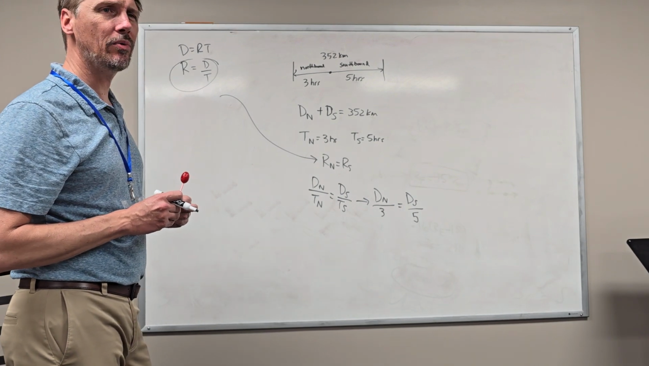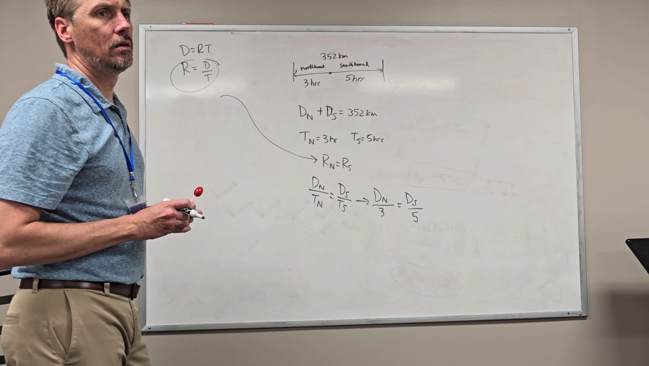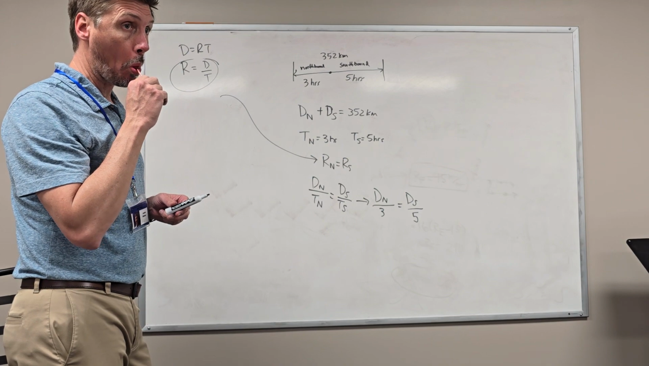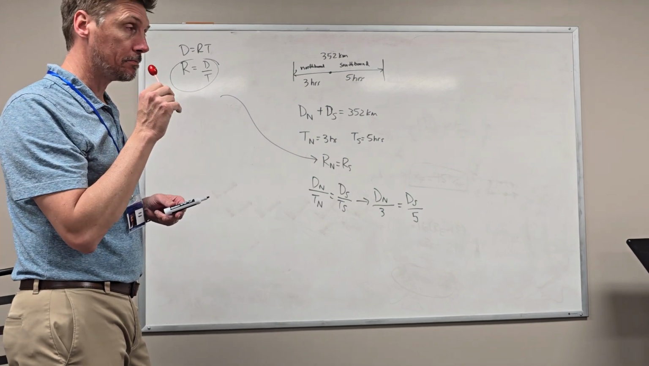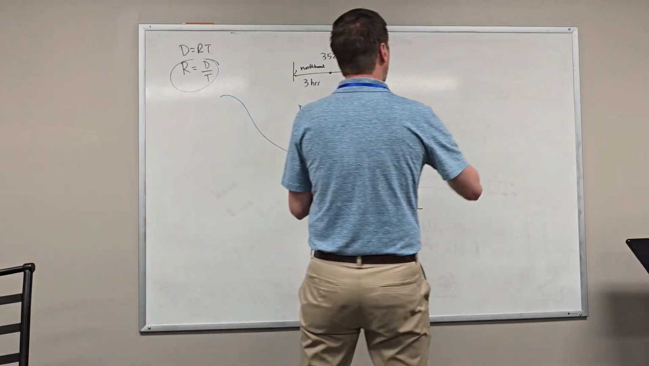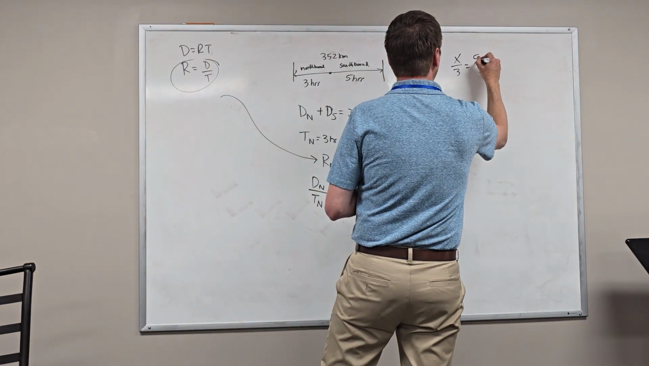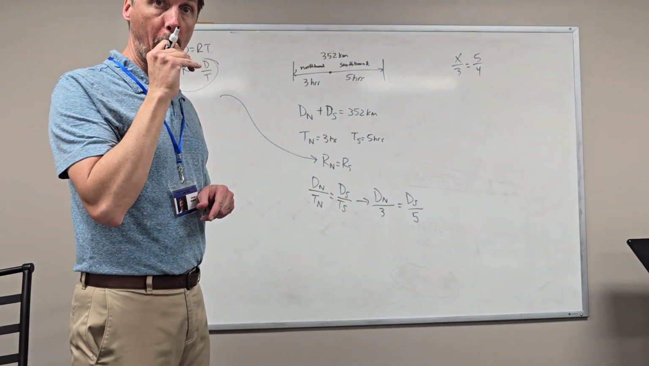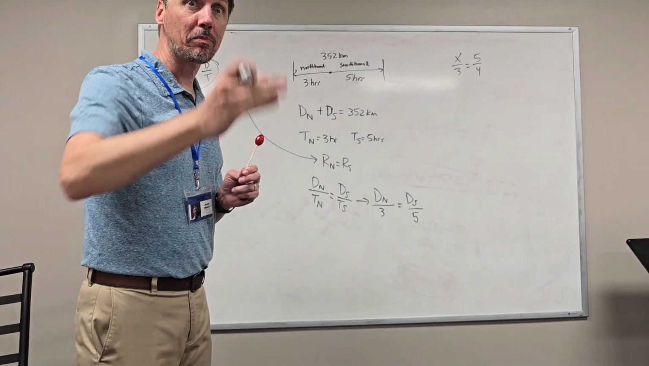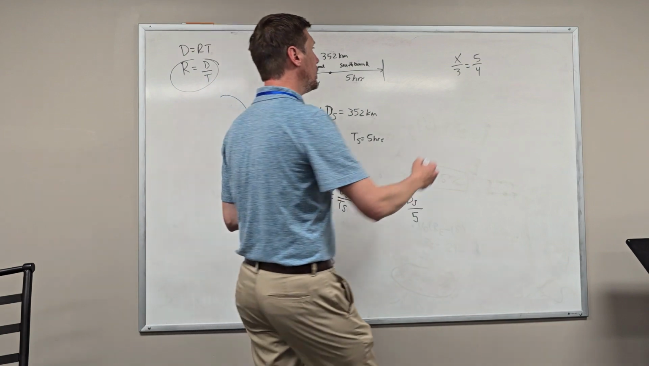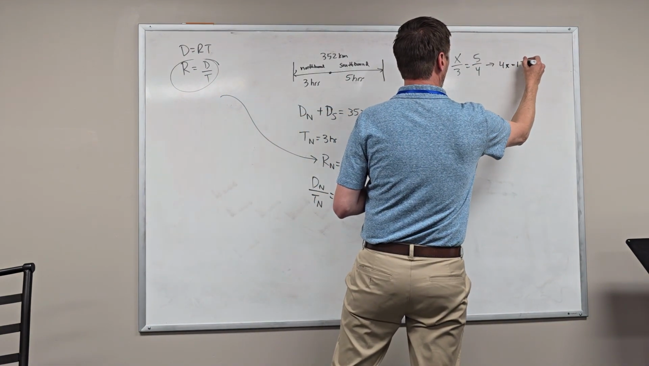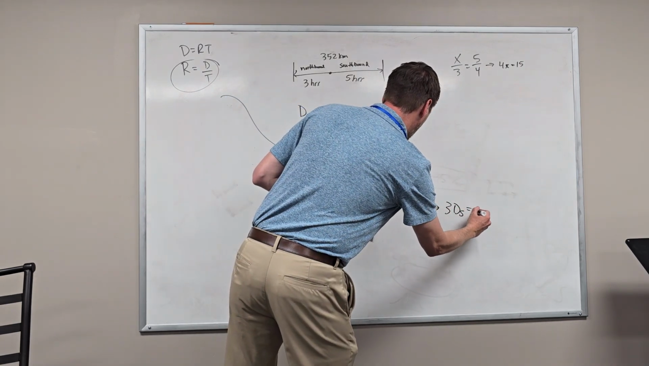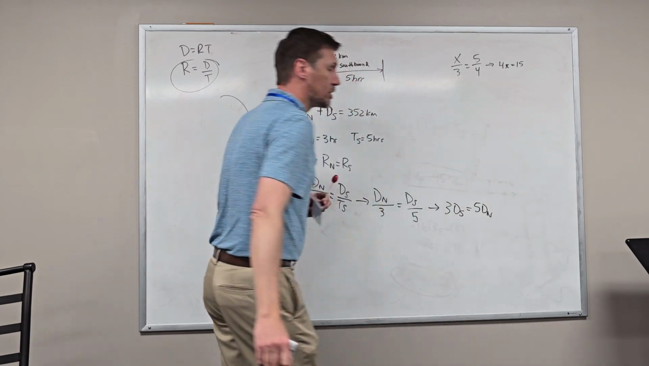I don't like those fractions. How can I rewrite that without the fractions? Nobody knows? Does anybody know how you would solve for x if I had it? How would I solve for x? I think you said it. Cross multiply, right? We would say this means that 4x is equal to 15. We can do that here. We can cross multiply and say that 3 ds is equal to 5 dn. That looks much nicer. I like that.